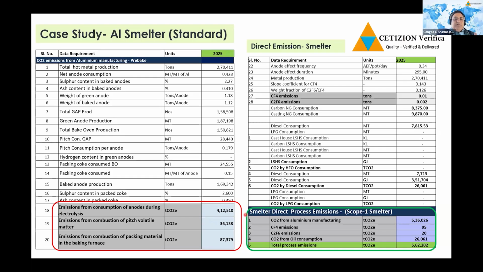Based on that, we list out all the activities, like how much is the pitch consumption per anode, how much is the packing coke, how much is the baked anode production. People who know the smelter know about it, but this is a systematic way to calculate your process emissions. On the right hand side, the total process emission comes to around 562,202 tons CO2 equivalent, and this is the base year for 2025. Next, please.